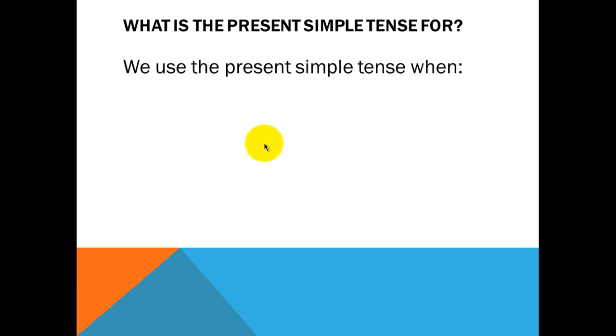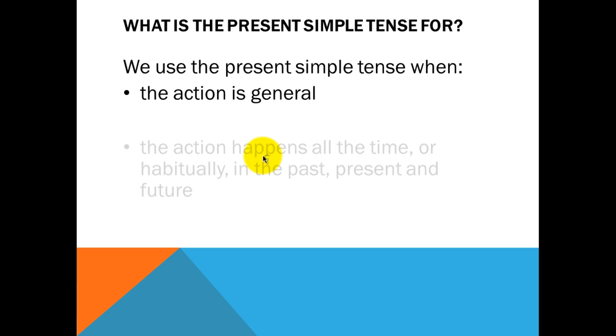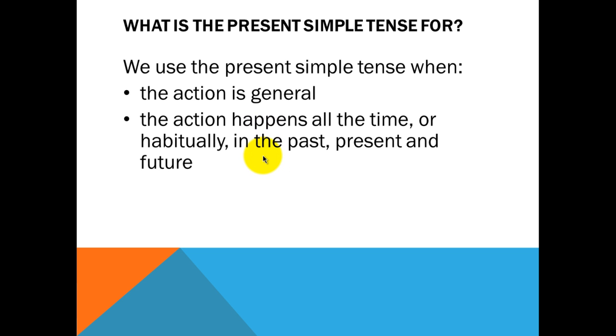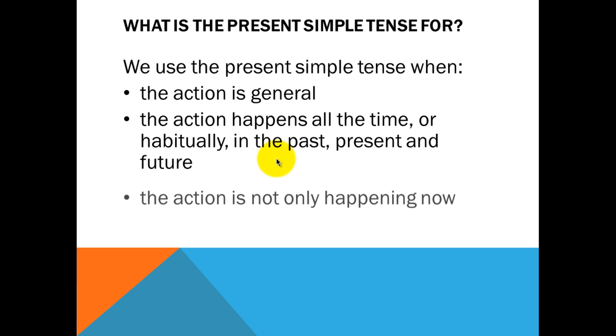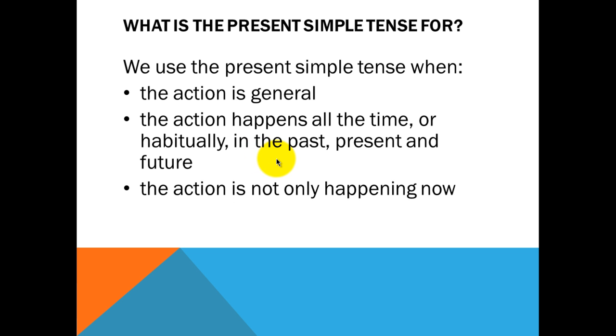We use the present simple tense when the action is general, the action happens all the time or habitually, in the past or future. The action is not only happening now. This statement is always true.